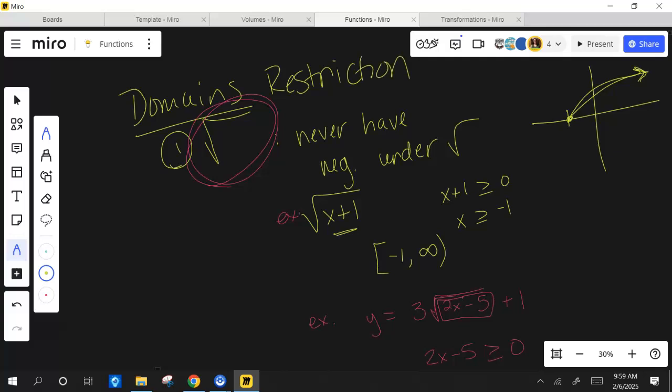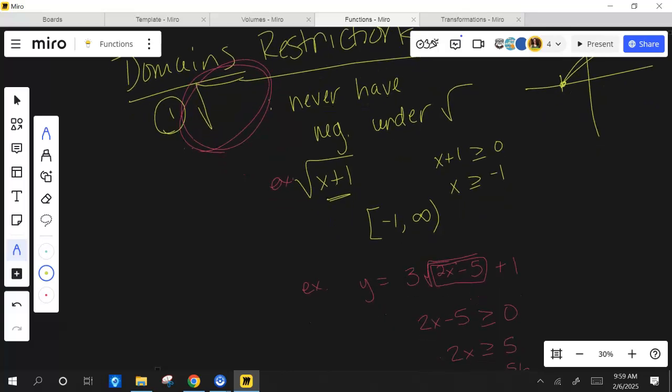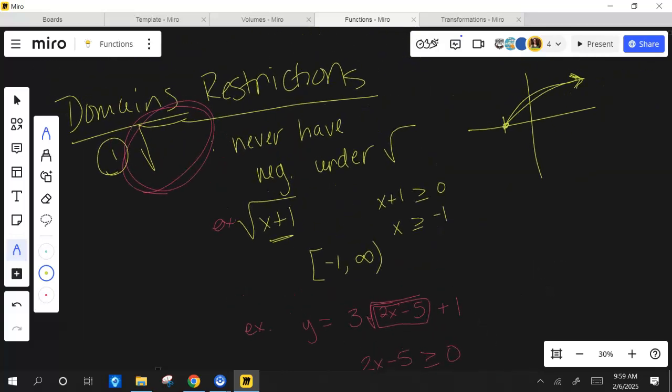For domain, I'm looking for one of two scenarios, and that's all I'm looking for. Scenario number 1, does my equation have a radical in it? If you answer yes to that, then what you're going to do is take what's under the radical and set it greater than or equal to 0. So scenario 1 is you have a radical, set what's under the radical greater than or equal to 0 and solve for x.